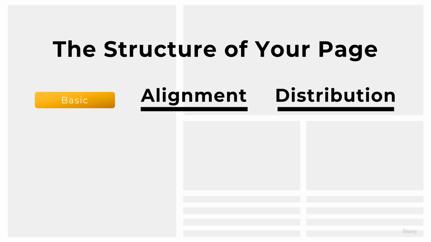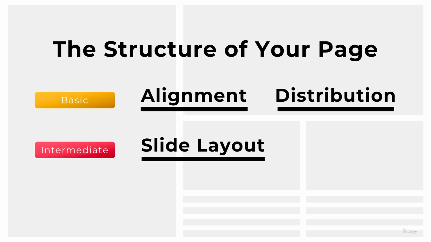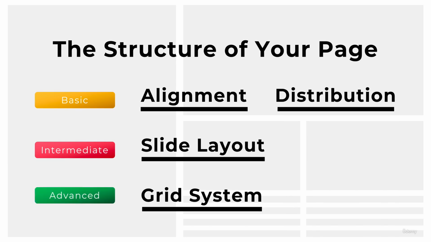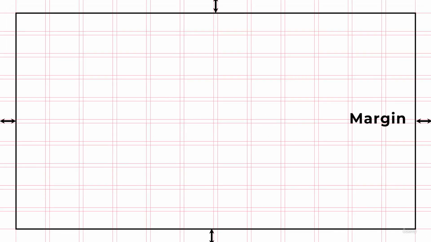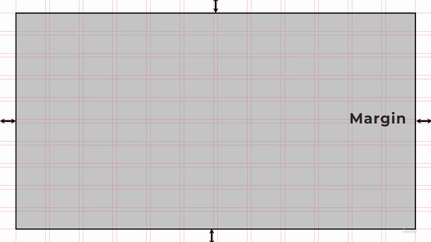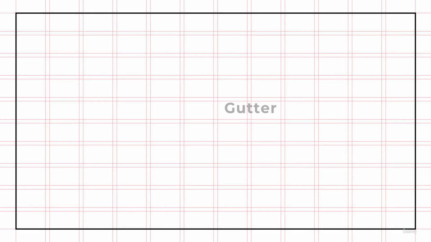So we have covered alignment and distribution, and also the basic concept of slide layout. Next, I want to introduce you the grid system, which can take your presentation layout to the next level. In a grid system, the surrounding boundary is called the margin. We normally place the content inside the margin, unless you intend to break the grid. And the space between the grids is the gutter. You can use gutter to determine the distance between your objects.